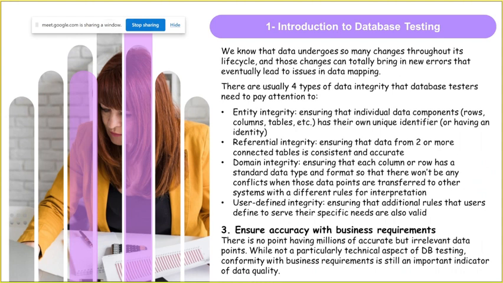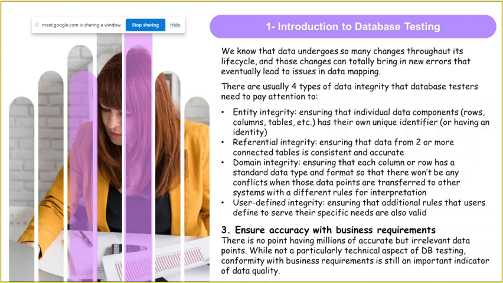And the third one is to ensure accuracy with business requirements. When you are testing, you test with requirements. There's no point having millions of accurate but irrelevant data points. Can you see that? I told us in the last session, what is 2 plus 2? Some of us said 4. But I told you that 4 may not be correct. Why? Because of the requirement. The requirement may say 2 plus 2 must equal 1.